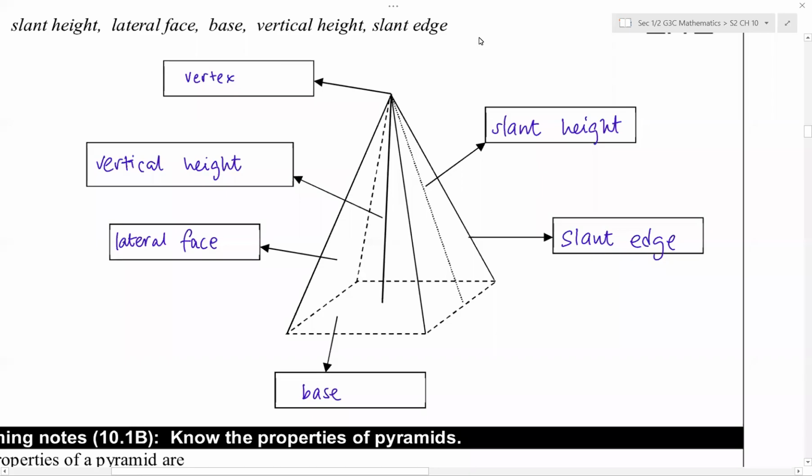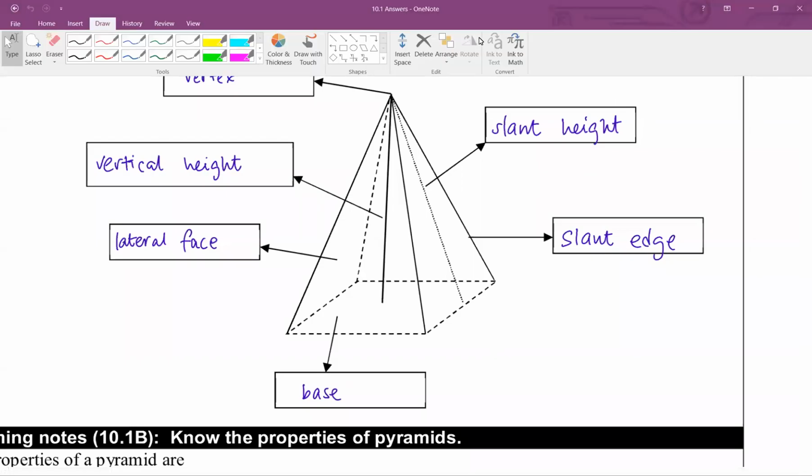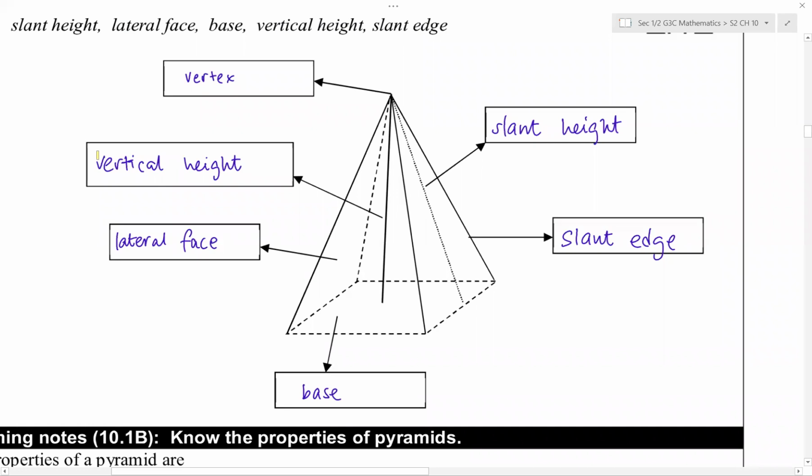What I really want to emphasize are the highlighted ones: vertical height, slant height, base. Okay, these three, make sure you know the difference between your vertical height and your slant height. Base is quite easy, but we will require it for our formula later on. Okay, then the rest, just make sure you know what they are.